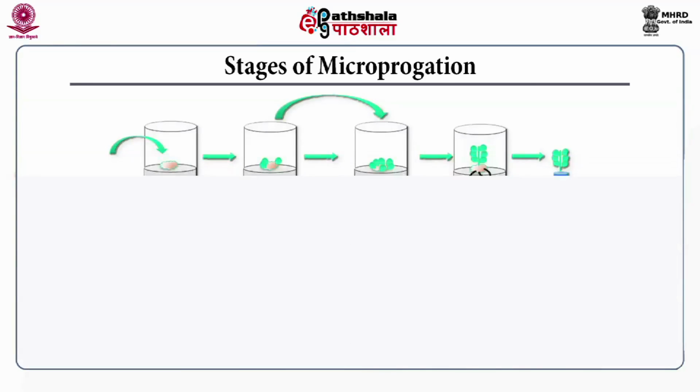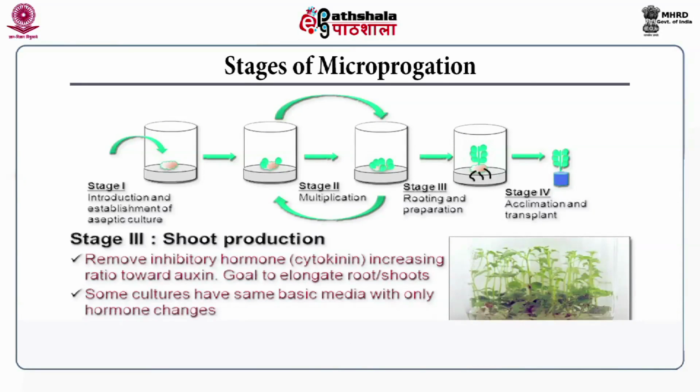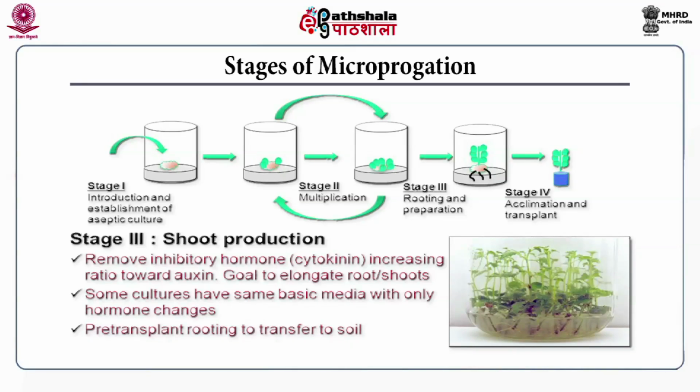Here in this slide different stages of micropropagation are shown. In the first stage there is introduction and establishment of aseptic culture. Then in the second stage multiplication takes place, in the third stage rooting and preparation is done, and in the fourth stage acclimatization and transplanting take place. So, this shows the different stages of micropropagation.